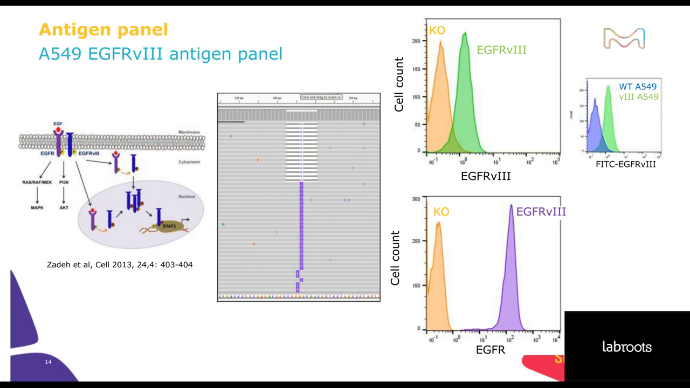And that data is shown on the right-hand side of the slide, where we were only able to find 1 level of EGFR V3 expression. However, when we used a pan-EGFR antibody, we do see quite high expression of this protein on the cell surface.